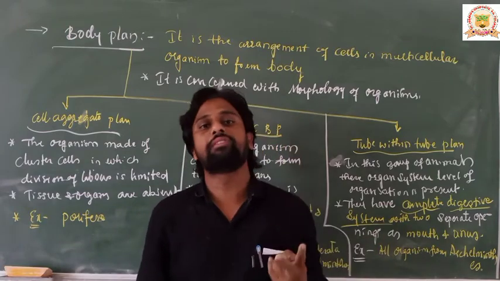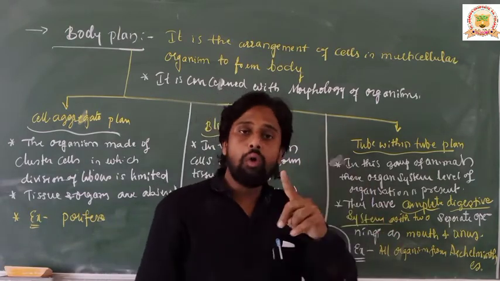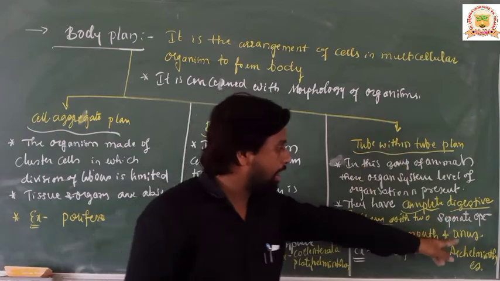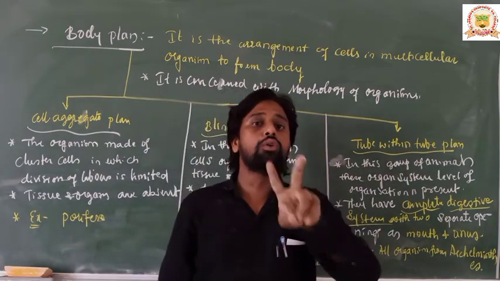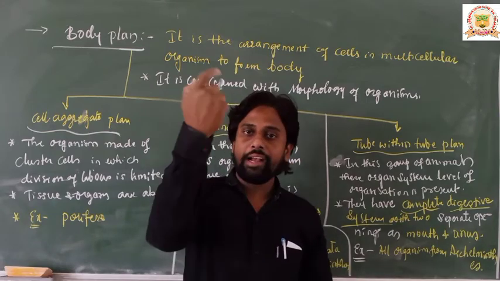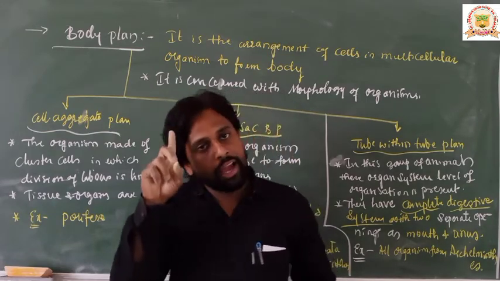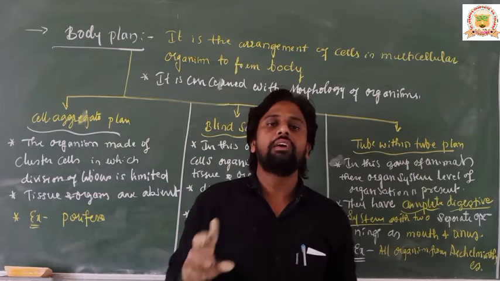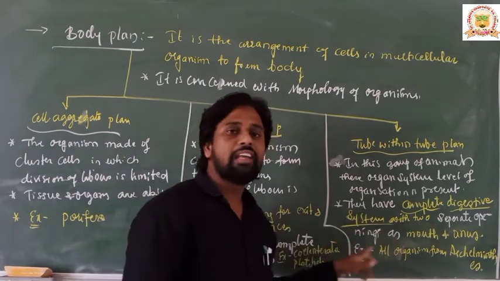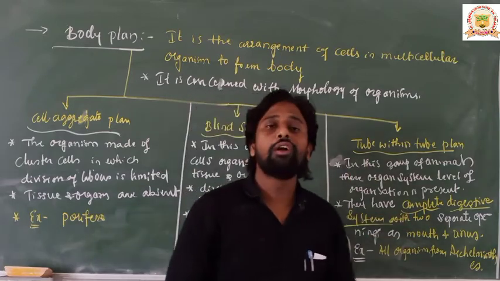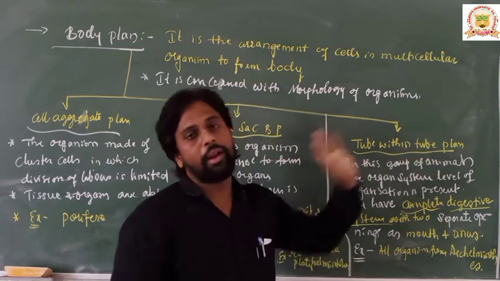Two separate openings are there. One is the mouth, which is in the anterior region, and another one is the anus, which is present at the posterior region. So there are two separate openings. For the entry of food, the mouth is there. For the exit of waste, the anus is there. Animals that come under the complete digestive system have the tube within tube plan.